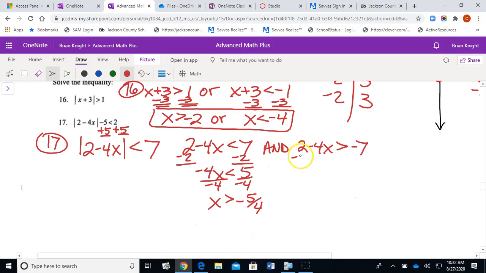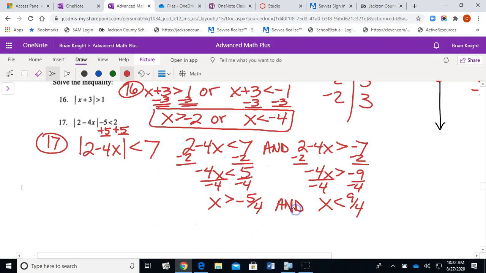All right. Over here, minus 2, minus 2. Negative 4x is greater than negative 9. Divide by negative 4. X again, flip it. Flip the inequality. Positive 9/4. Less than 9/4. And it is an and.